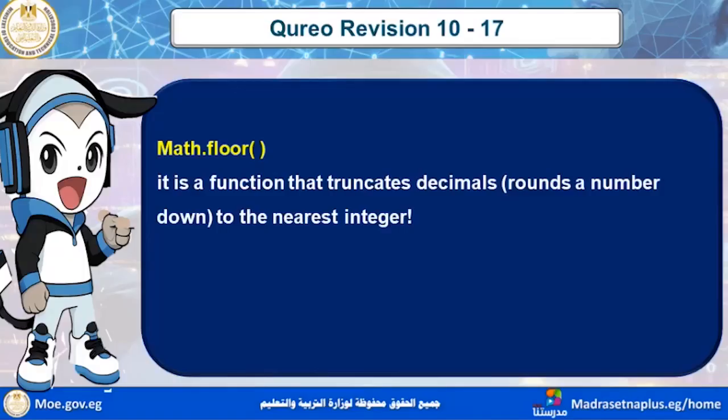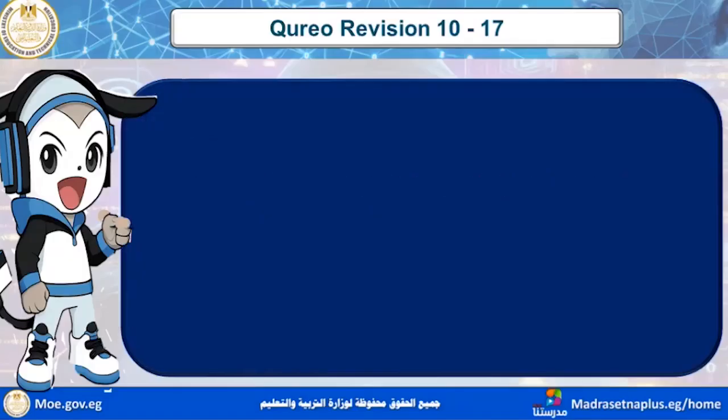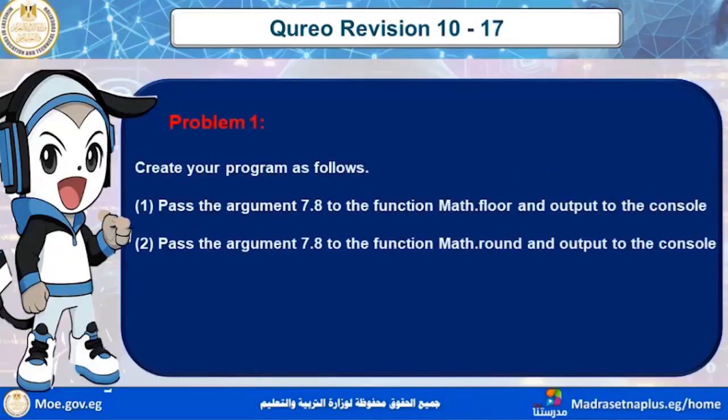What is Math.floor? It is a function that truncates. Truncate here means to omit the decimal. This is the floor of a number. We want to truncate decimals. We will check here. At first, we want to pass it to the function Math.floor, then pass it to the function Math.round and output to the console.